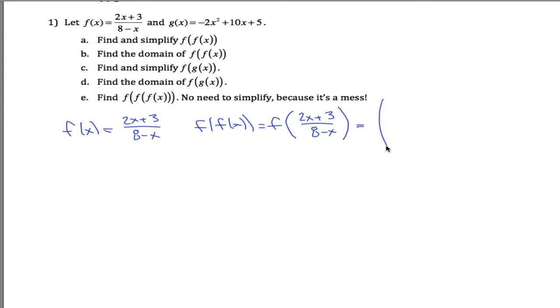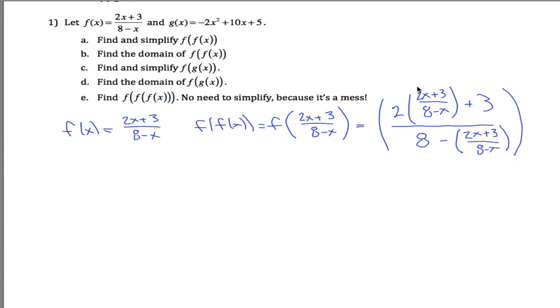So what I'm saying is we get 2 times, and then instead of writing x, I'm going to write 2x plus 3 divided by 8 minus x. So 2x plus 3 divided by 8 minus, and then again, instead of writing x, I'm going to write 2x plus 3 over 8 minus x. This mess right here is f of f of x. Unfortunately, it asked me to simplify that.